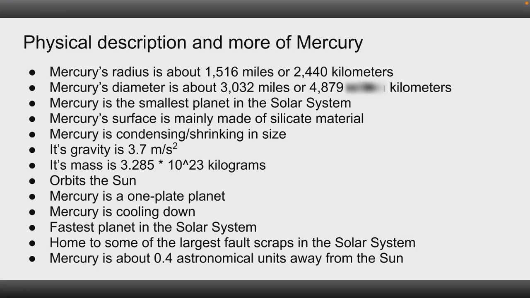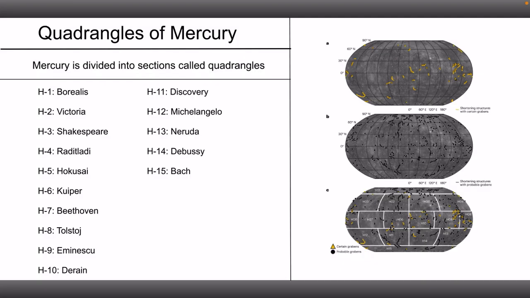Orbits the Sun. Mercury is a one-plate planet. Mercury is cooling down. And commonly known, Mercury is the fastest planet in the solar system. Home to some of the largest fault scarps in the solar system. And Mercury is about 0.4 astronomical units away from the Sun. Instead of tectonic plates like Earth, Mercury is divided by quadrangles.